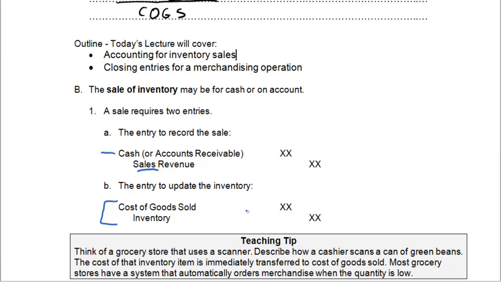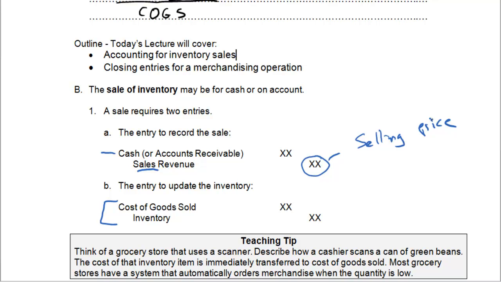However, very important distinction we got to make here. When we sell something, we record it at the selling price, right? Makes sense. So this is at the selling price. However, inventory is not kept at its selling price. It's kept at its cost, right?